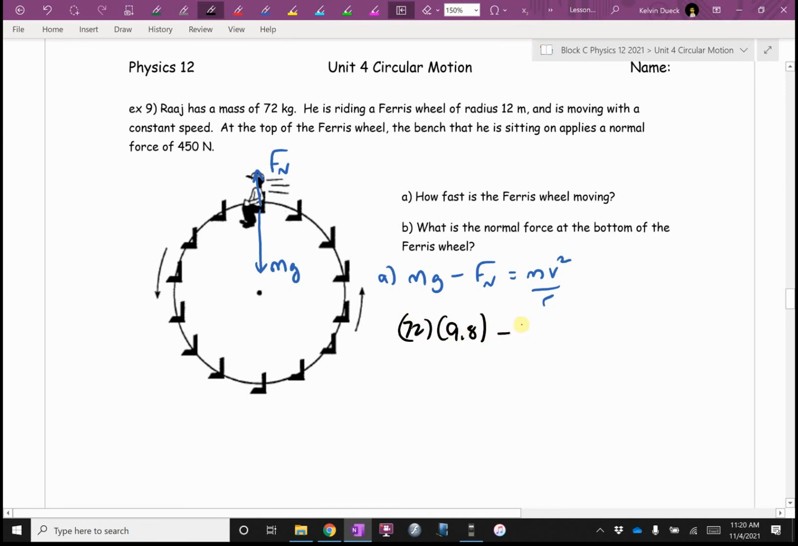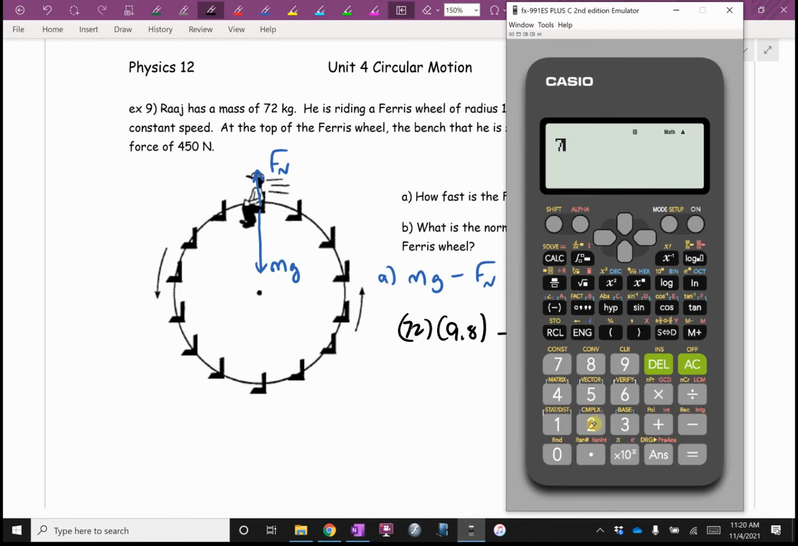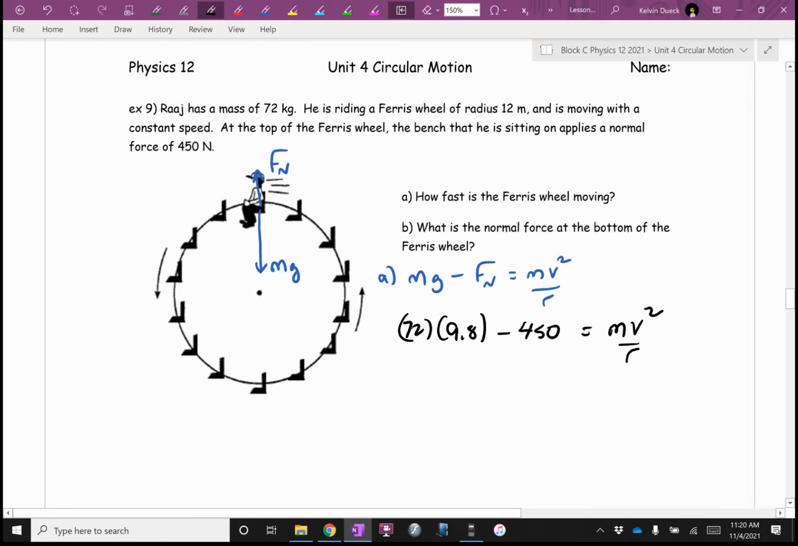Normal force, they told me. That equals mv squared over r. I'm going to crunch the left side and just turn it into a number. 72 times 9.8 minus 450. 255.6. Will I round off? No. If it's a yucky number, I'll use my answer button. This isn't bad at all. I get, is it 255.6? That equals mv squared over r.